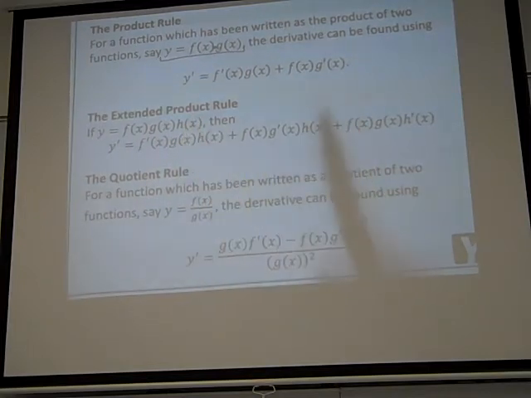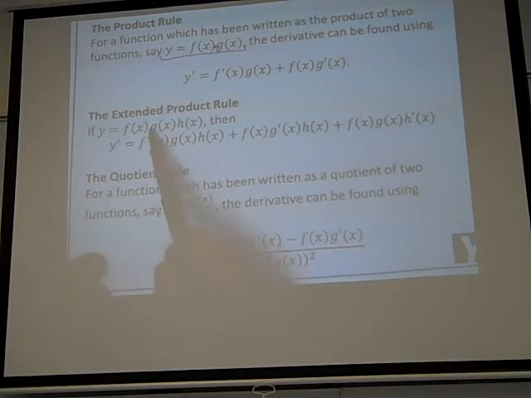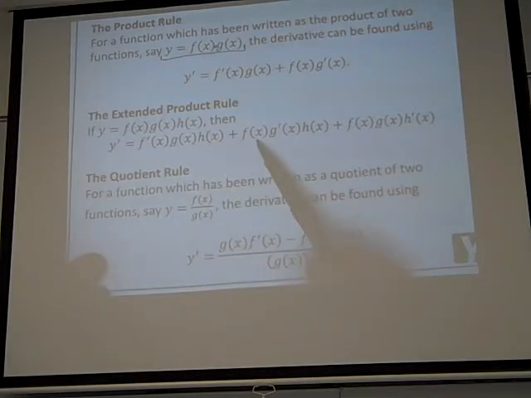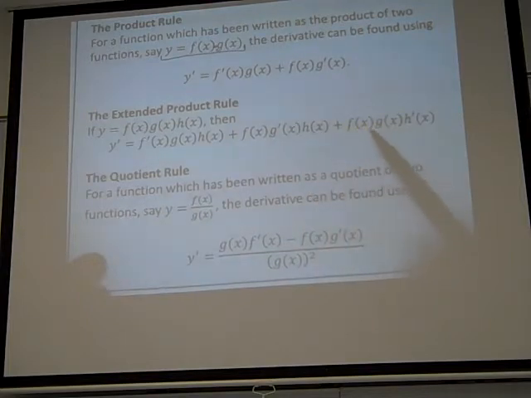We also have an extended product rule that's going to work if you're multiplying three functions together, or four functions, or five functions. The way that it works, if you have f of x times g of x times h of x, the extended product rule says you take the derivative of the first function times the second times the third, plus you leave the first function alone times the derivative of the second times the third function, plus leave the first two functions alone. It's just f times g times the derivative of h.